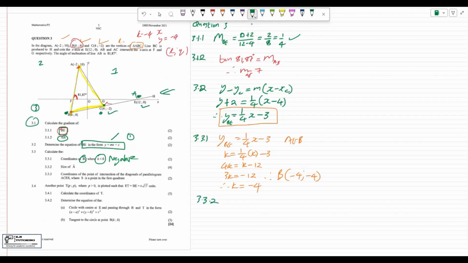3.3.2, the size of angle A. Where is angle A? So they want us to find this angle here. Now, there are many ways to solve this. How can I best do this? I'm going to focus on this triangle here.